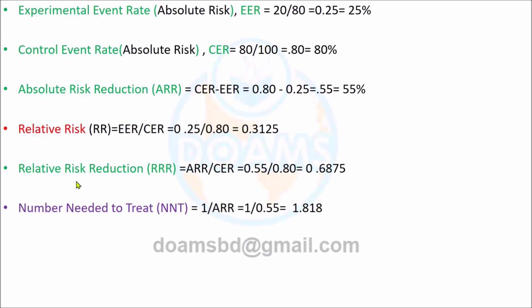Now, the next term is relative risk reduction. This is absolute risk reduction divided by control event rate, CER. It is 0.6875. Now, number needed to treat is 1 over absolute risk reduction. So absolute risk reduction is the third line. So number needed to treat is 1.818.